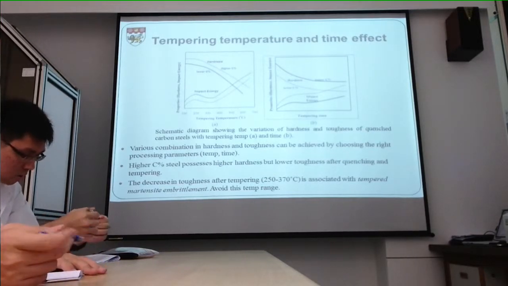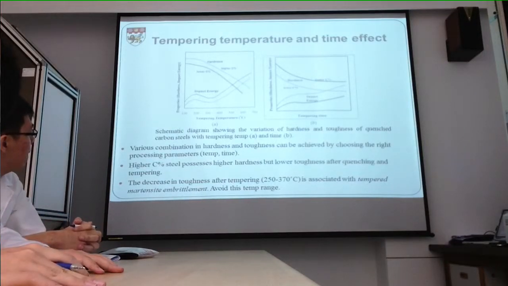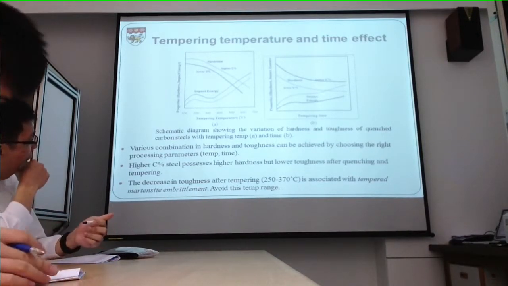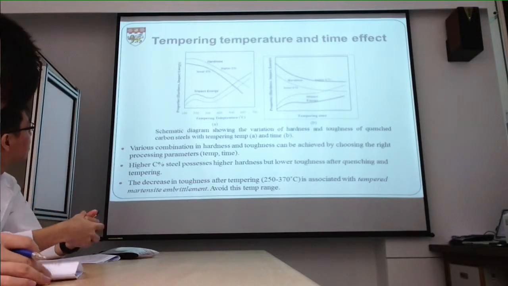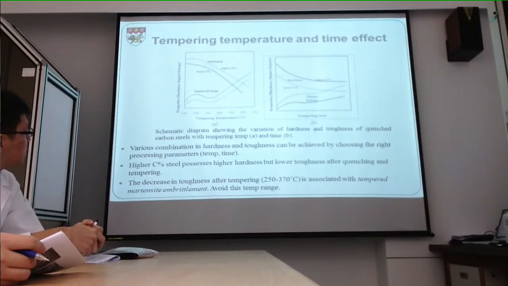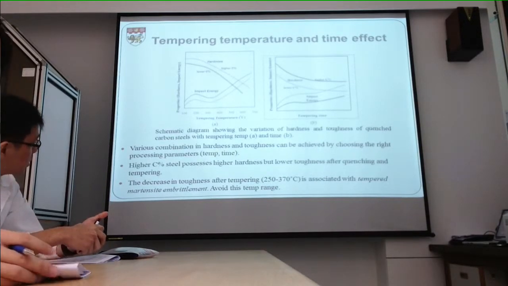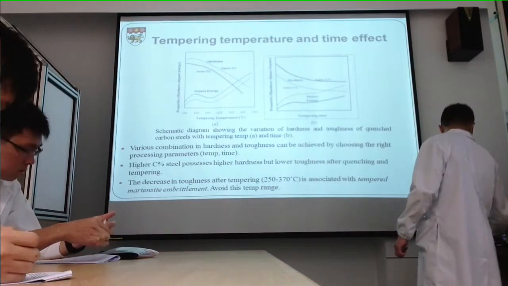So with high carbon content, steel possesses higher hardness, but also lower toughness after quenching and tempering. The decrease in toughness after tempering is associated with tempered martensite embrittlement. We need to avoid this range.